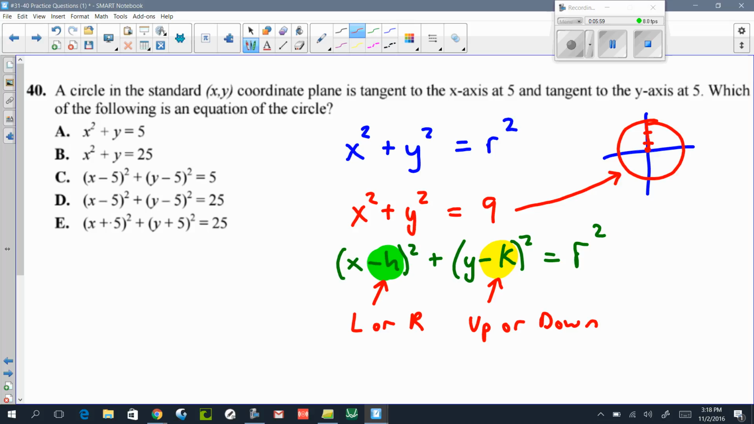So in this particular question, it says we have a circle tangent. That just means it's touching at one point. It's touching the x-axis at 5 and the y-axis at 5. So to draw a picture of this, we have 1, 2, 3, 4, 5. This is our tangent point on the x-axis, and 1, 2, 3, 4, 5. This is our tangent point on the y-axis.